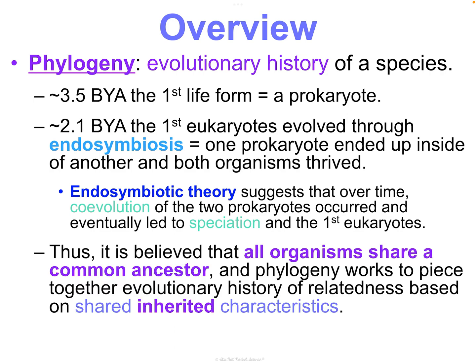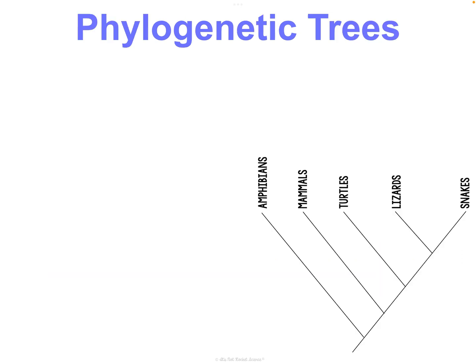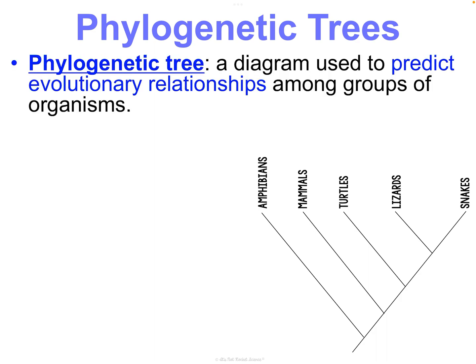So it is believed through this theory that all organisms share a common ancestor, and that's how phylogeny works. It pieces together evolutionary history of relatedness based on shared inherited characteristics like DNA. So this is what a phylogenetic tree looks like over there on the right. It's a diagram used to predict the relationship among groups of organisms.